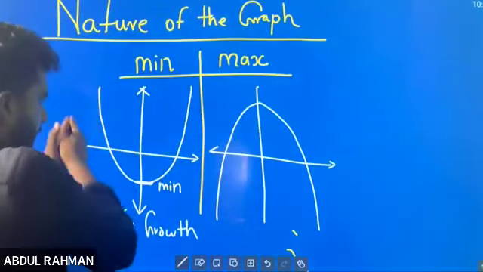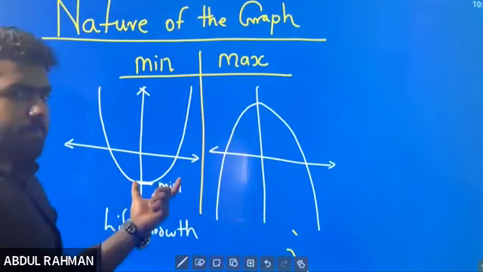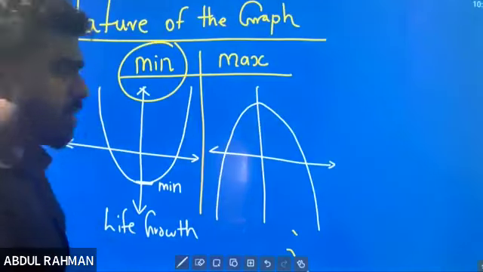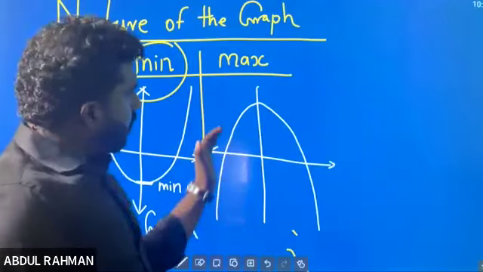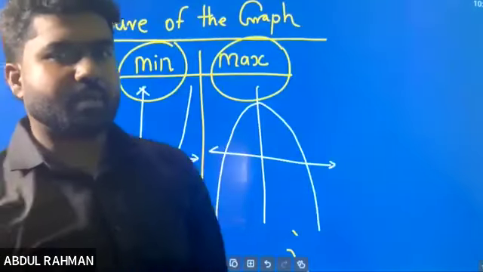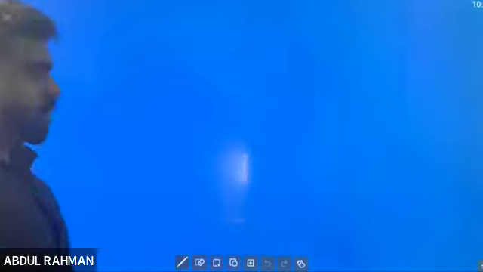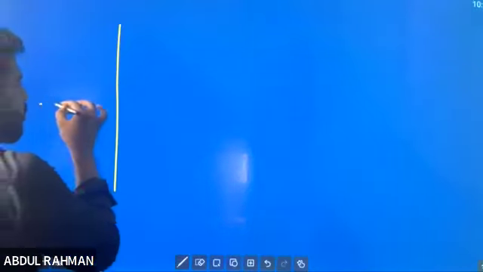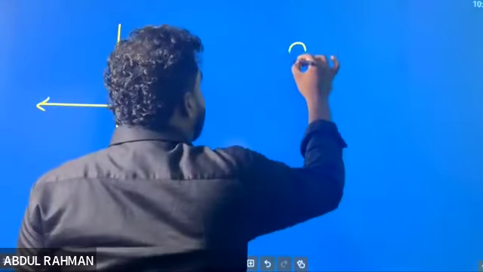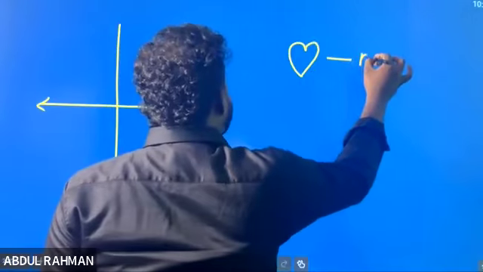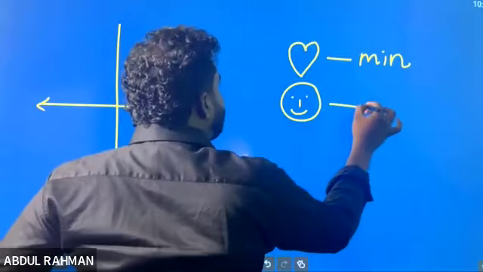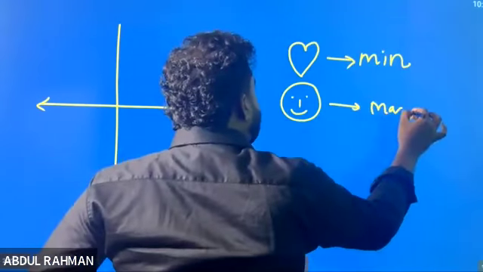Now I'm coming to a bottom. I'm touching a minimum point and coming back up. This nature of the graph is called what graph? Minimum graph. When I touch the peak and come back down, I call that graph what graph? Maximum graph. Now let's draw a small graph. You should react. Heart react if it's a minimum graph. React any of your emoji if it's a maximum graph.